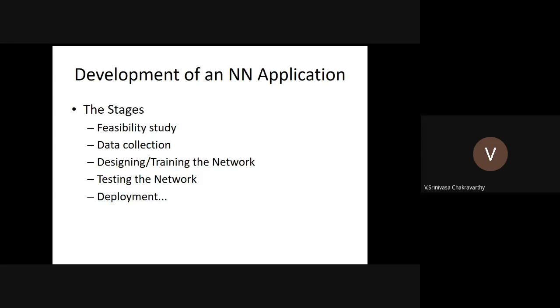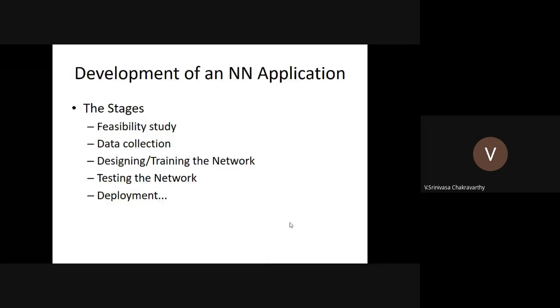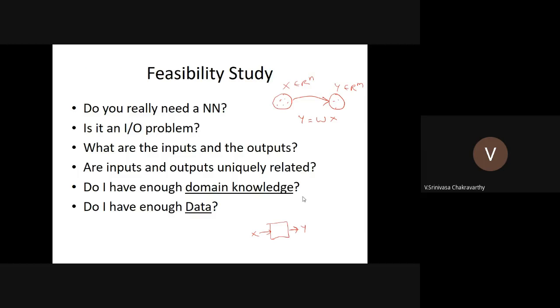Yesterday we were discussing how to develop an application using a neural network. We first do a feasibility study. That is, we first ask, do you really need a neural network for this problem? Because if it is too simple, you may not need a neural network.